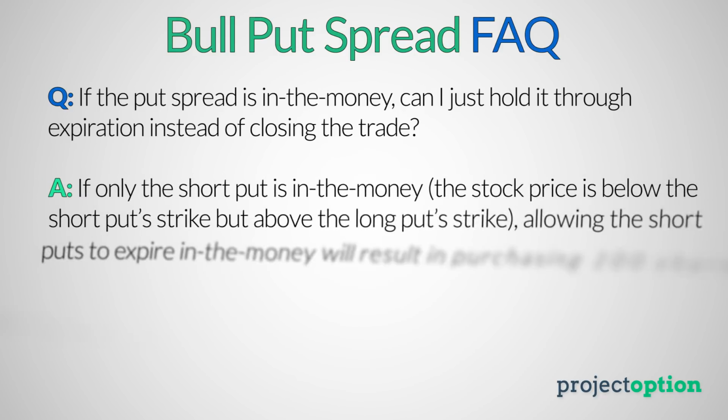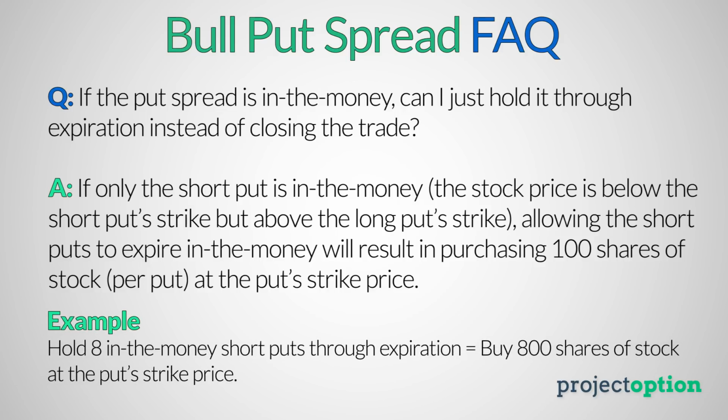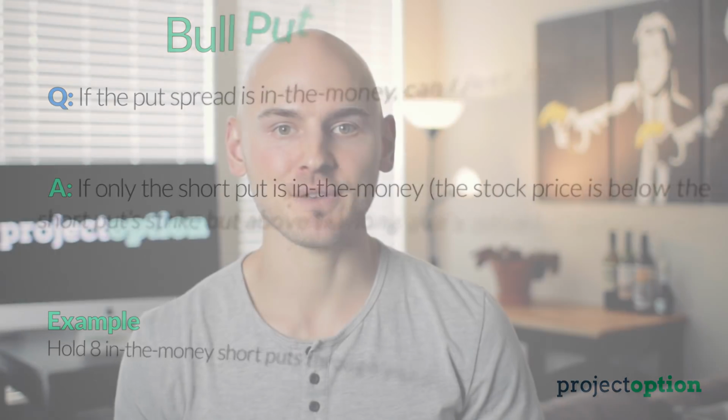However, if only the short puts are in the money at expiration and the long puts are out of the money, which essentially means the stock price is in between the short put and long put strike prices at the time of expiration, you will end up with a stock position if you hold those short puts through expiration. Since you have 8 short put options and you let them expire in the money, you will end up with 800 shares of stock if you do so.